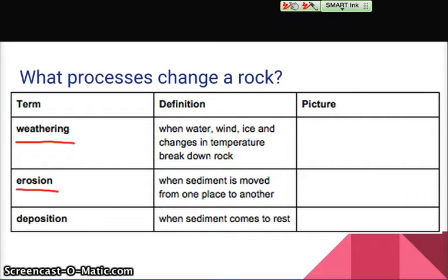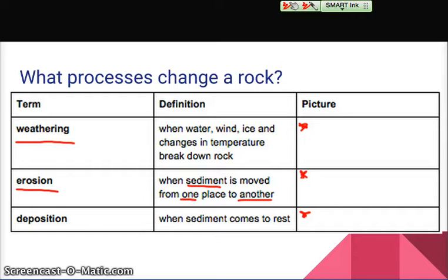So erosion is when sediment is moving from one place to another. Okay? So for your picture, I'm going to allow you to draw whatever you would like over here in this location for all three of these. But if you take a rock and it goes from one place to the next, basically anytime a rock is moving, or any sediment, the sediment includes sand, dirt, gravel, even boulders can be broken down into sediment as well. Anytime they're moving from one place to another, that is considered erosion.